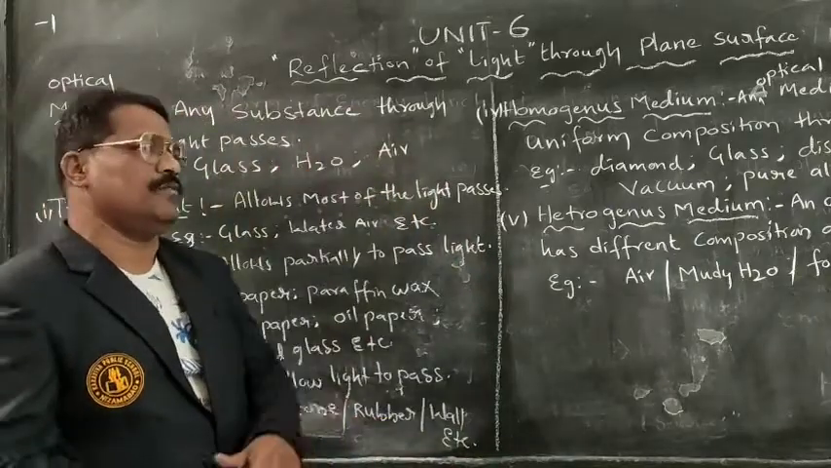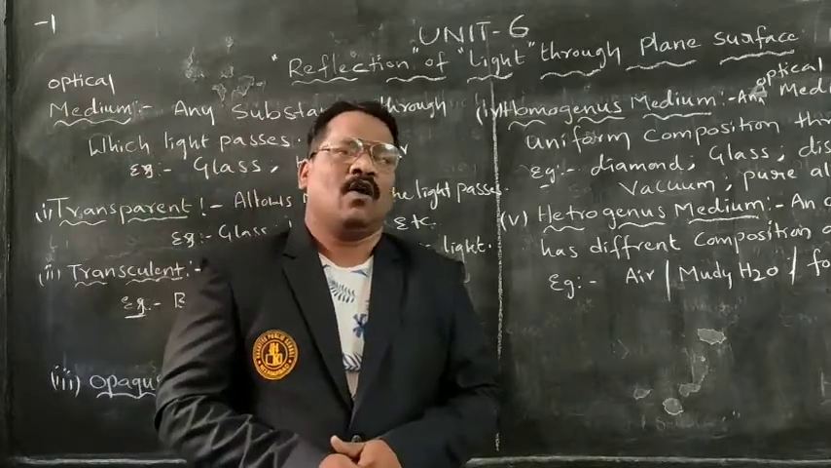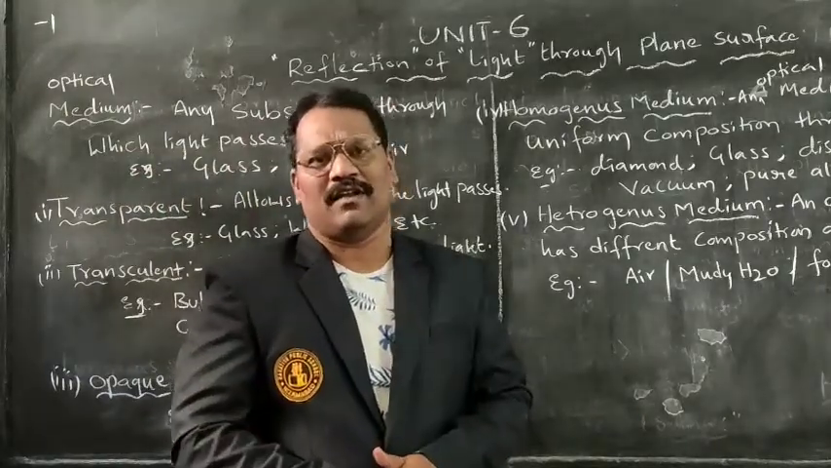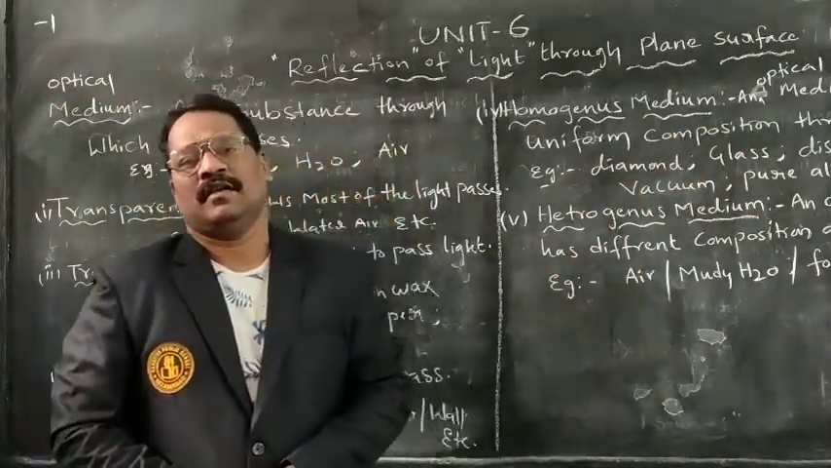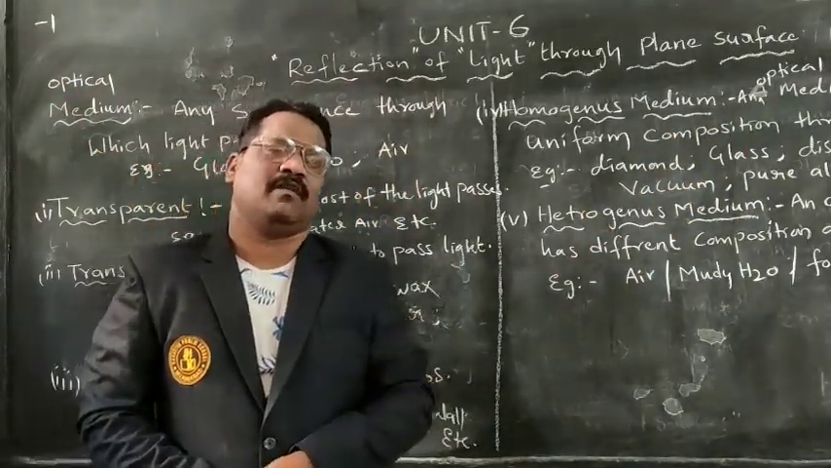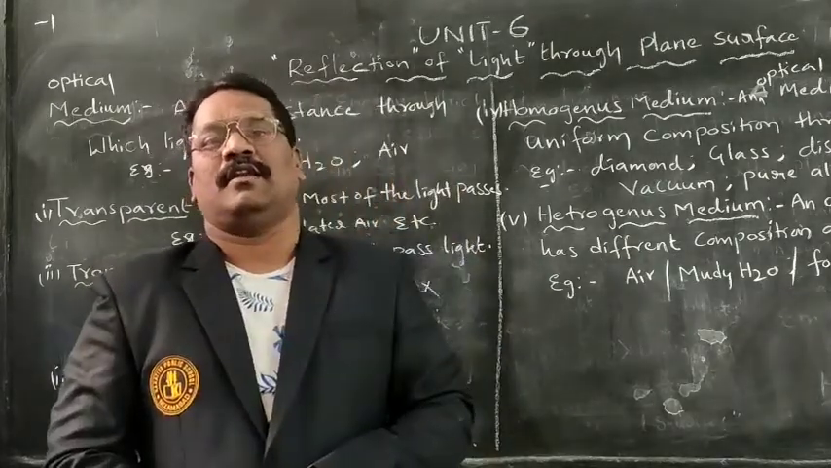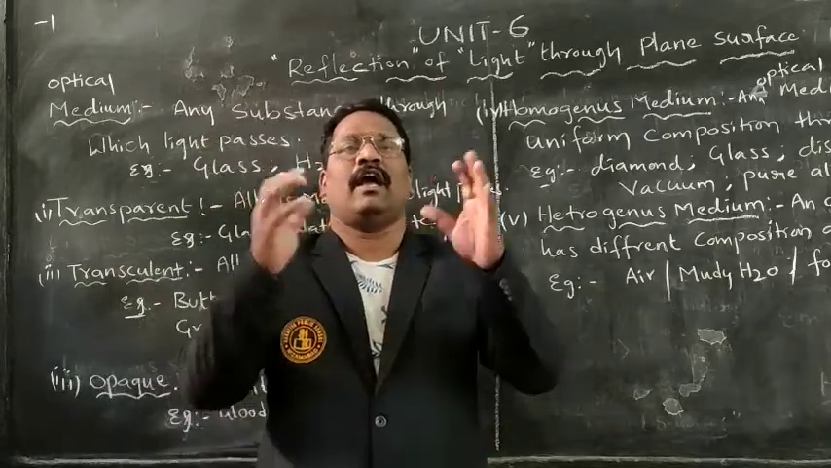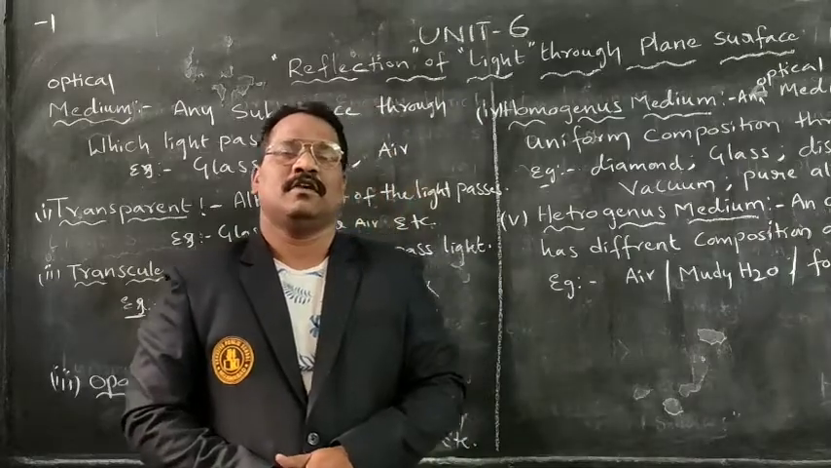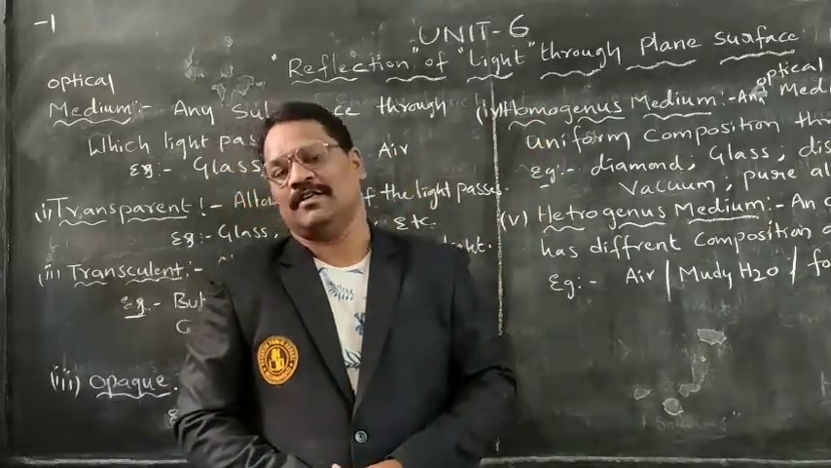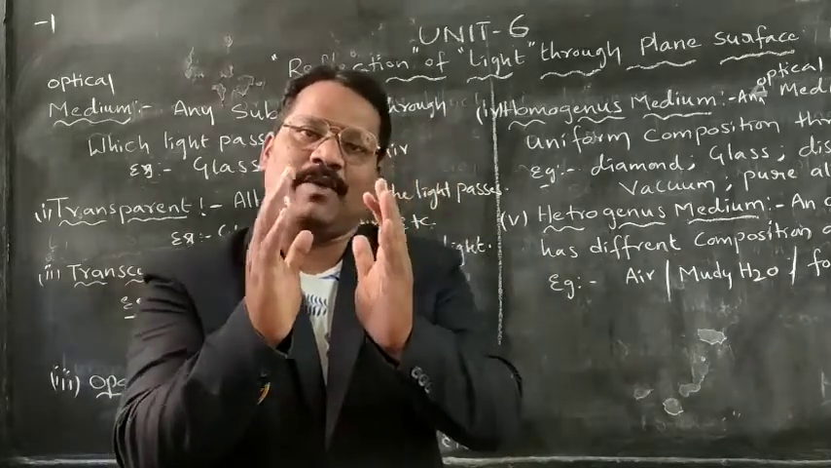Now we go on to what? Medium, optical medium. Before going to this topic, let me ask: does light require any medium to travel? No, it can travel throughout space. It does not require any material medium to travel. But to study the characteristics of light, what we are doing is allowing the light ray to pass through different types of mediums, to know the characteristics of the light.